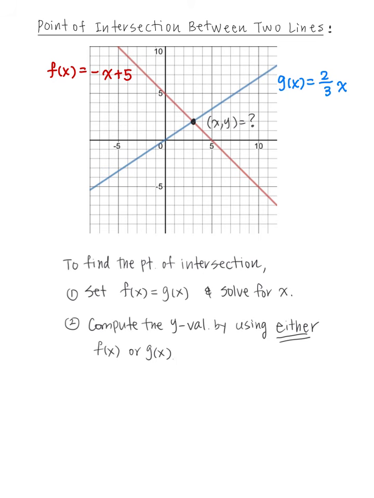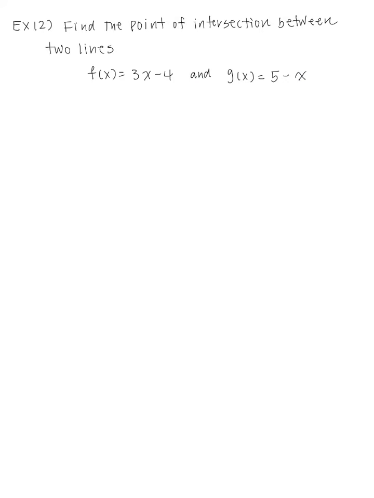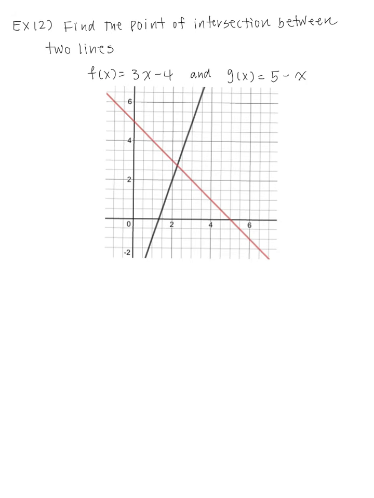All right, so let's do one last example. Example 12. Find the point of intersection between two lines. f of x equals 3x minus 4 and g of x equals 5 minus x. All right, so here are the two graphs, f of x and g of x. Can you tell which is f of x and which is g of x?